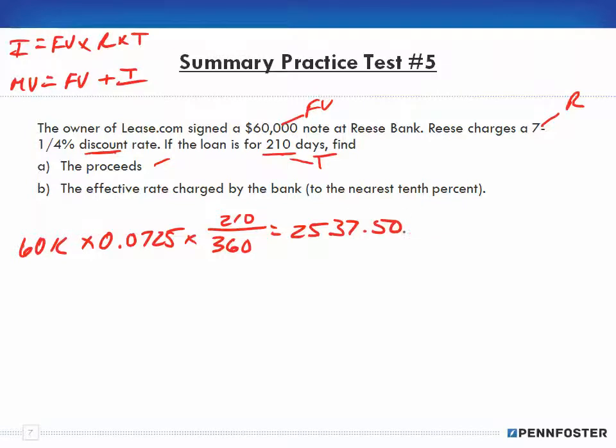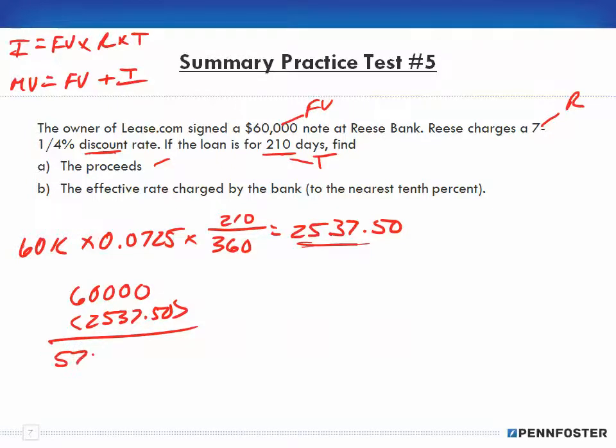Remember, that's the discount amount. So we take the 60,000 and subtract the 2,537.50 to get the proceeds, which ends up being $57,462.50. Remember, for proceeds, we take the face value and subtract out the discount amount. Now, that was A. And for B, we want to know the effective rate.